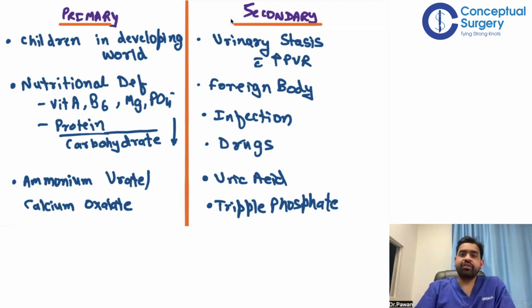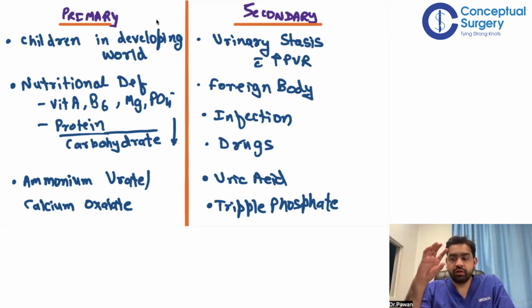Now, what about the secondary bladder calculus? Secondary bladder calculus occurs in the presence of some urinary stasis. For example, there is some urinary pathology, for example a urethral stricture or benign prostatic hyperplasia.